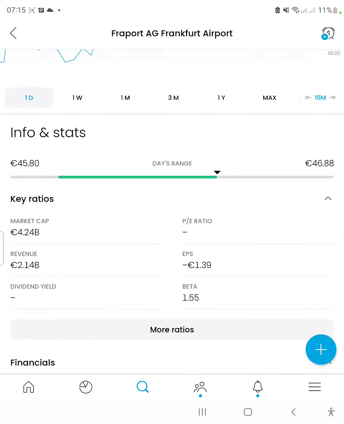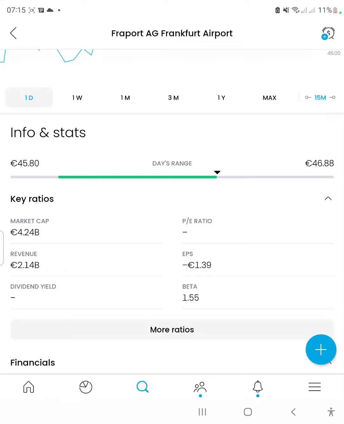The key ratios will start off with the market cap. The market cap is the overall price of the stock, which is 4.24 billion euros, which is really good. The revenue figure is around half of that at 2.14 billion euros in the 2021 financial year. The PE ratio isn't available, and the earnings per share is negative 1.39 euros. What that means is the company earned a negative profit in the 2021 financial year of 1.39 euros per share.